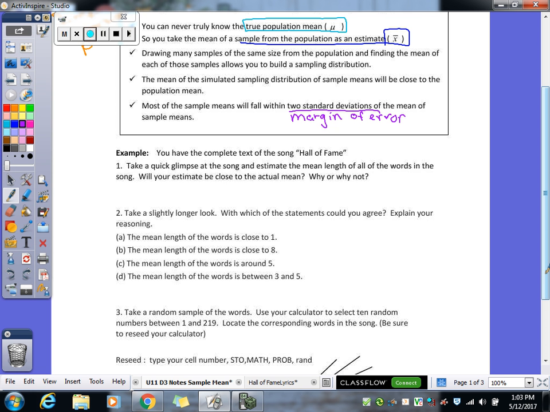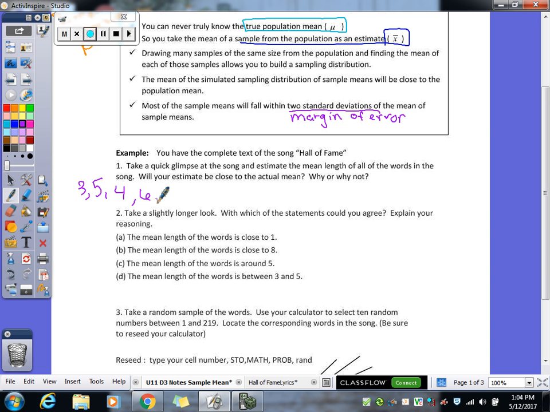Take a quick look and take an estimate. What do you think the mean is going to be of that word length? 3. Number of letters. I got 3. Okay, so I got somebody telling me 3. Does anybody have a different estimate? We got a 5. I heard a 4. 2? Really? I feel like you're messing with me right now. 6.